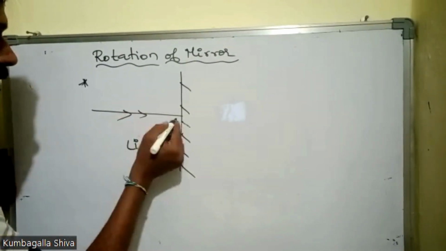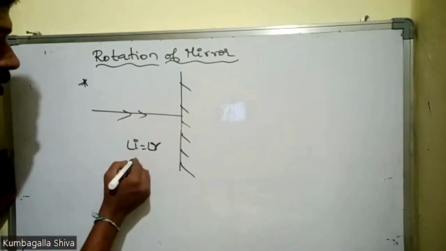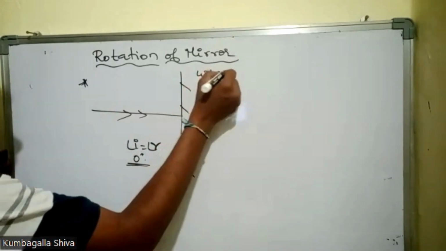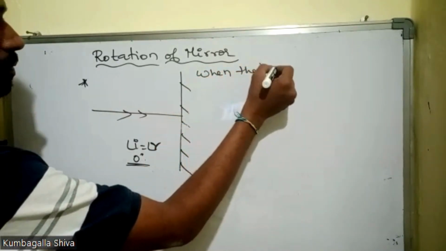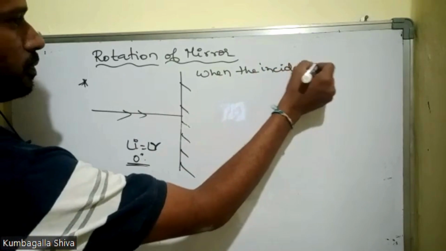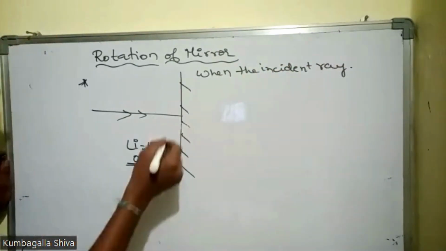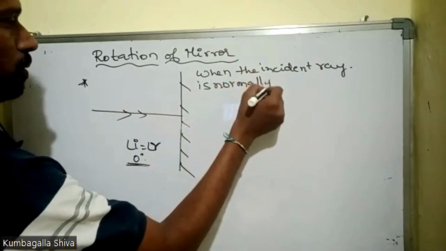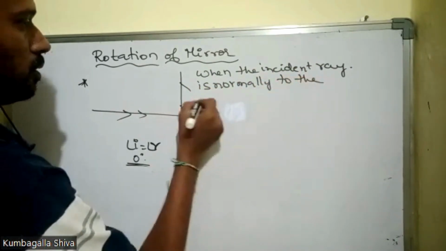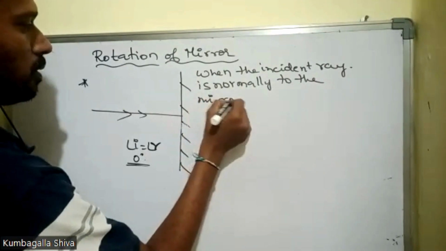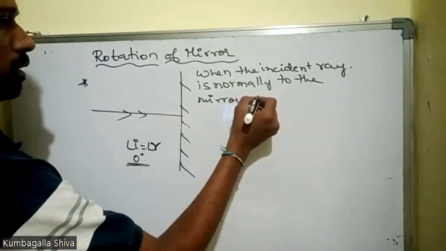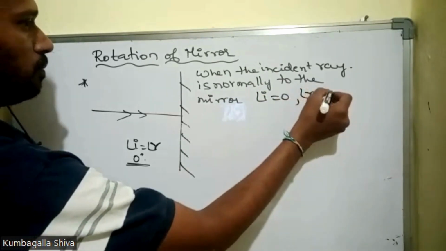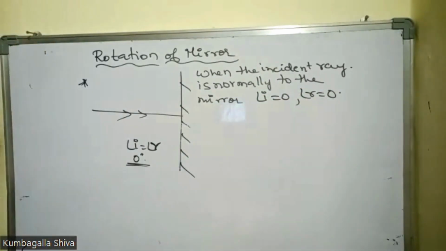angle of incidence. So it is not making any angle with the normal. So here it is 0 degrees. So when the incident ray is normal to the mirror, the angle of incidence will be equal to 0. Angle of reflection will also be equal to 0. This point to be noted.